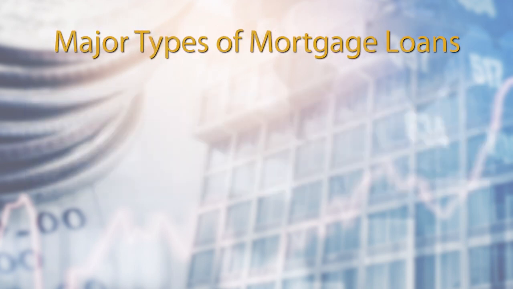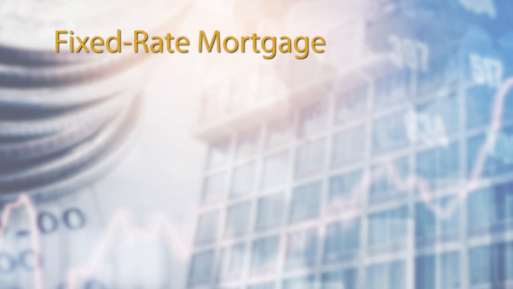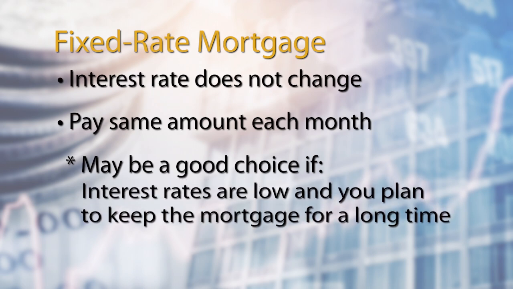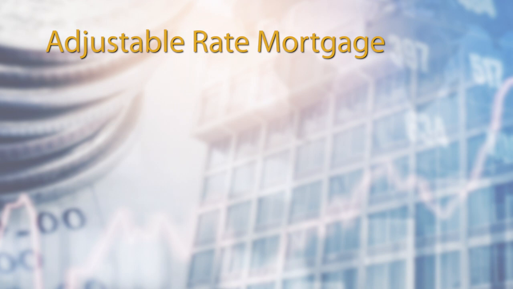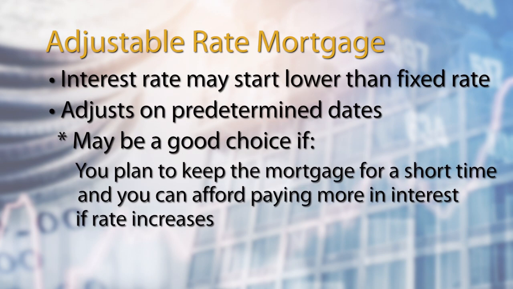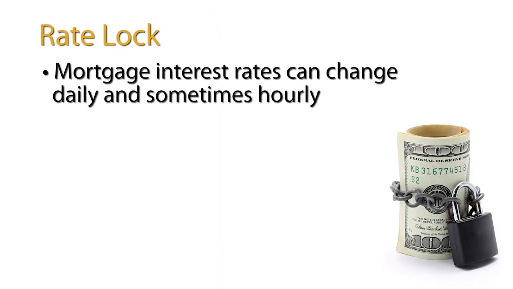There are 2 types of mortgage loan. Each mortgage loan calculates interest differently. There are fixed-rate mortgages and adjustable-rate mortgages. With a fixed-rate mortgage, the interest rate does not change. With an adjustable-rate mortgage, the interest rate changes. Mortgage interest rates change every day and sometimes every hour.